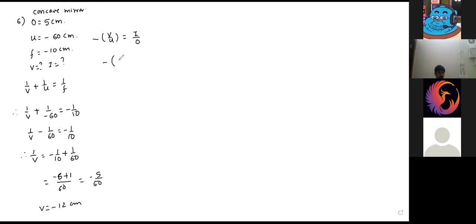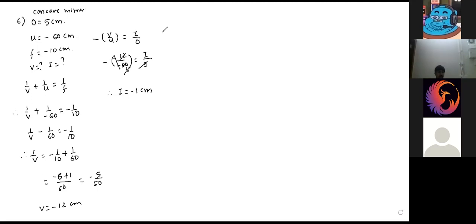12 centimeter. फिर minus v upon u is I upon O. Minus v कितना है? Minus 12 है ये. Upon u कितना है? Minus 60 is equal to I का value unknown, O का value 5. So this cancel, 1 जा, 5 जा, 5 भी cancel. So I is equal to minus 1 centimeter. So image of size 1 centimeter is obtained.